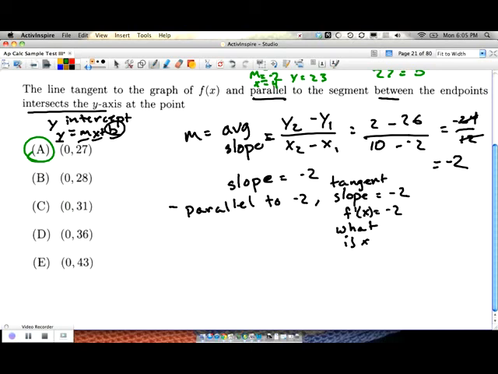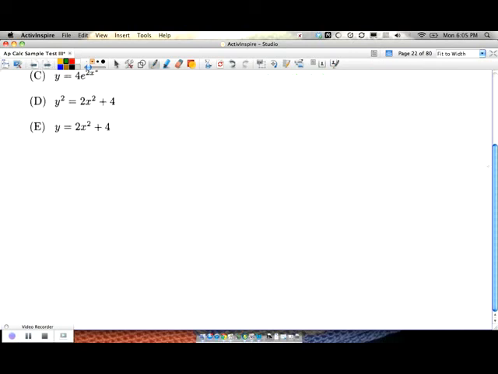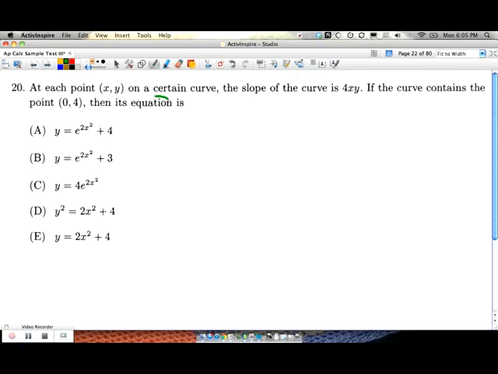Next, at each point on a certain curve, the slope of the curve is 4xy. What does that mean? That means that dy/dx equals 4xy. If the curve contains the point (0, 4), that's an x and a y coordinate, then the equation is... Well, let's see what we get. I have a feeling it's probably going to be this one, or this one, or this one. I don't know, but I'm almost guaranteeing it's not going to be d or e. How do I know? Because it has a y in my derivative here.